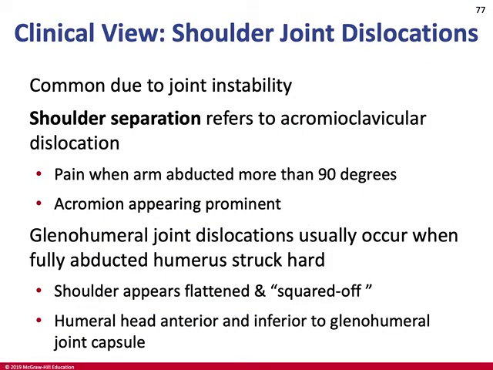Some common injuries: shoulder separation, which is usually an AC separation, acromioclavicular. You get pain when you abduct the arm more than 90 degrees, and the acromion is more prominent. Glenohumeral dislocations occur when fully abducted and then you hit the humerus, and the shoulder appears more flattened and squared off, so the humeral head is in front and below the glenohumeral capsule, okay?